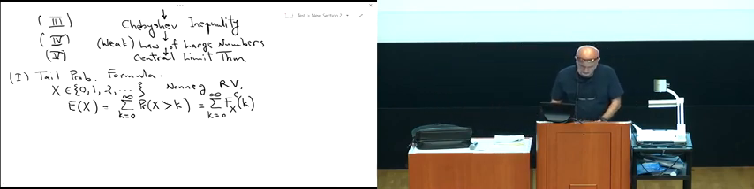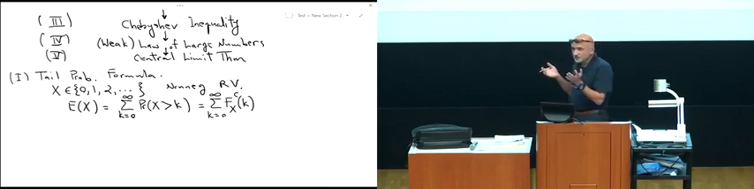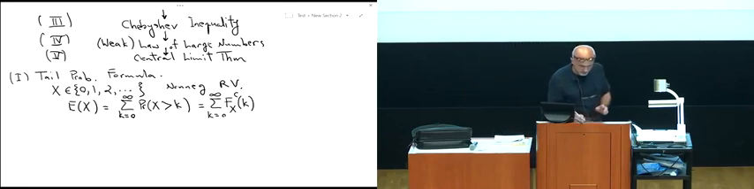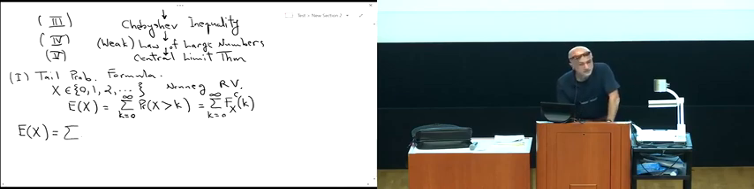Well, I don't know about any of these fancy schmancy equalities. I just know my basic formula. What is my basic formula? That the expected value of x is what? The sum? K times probability x equals k. That's my definition. But you have to tell me what the limits are.